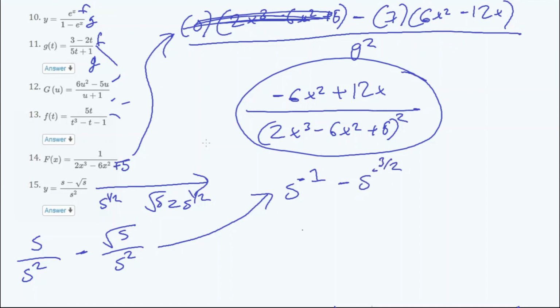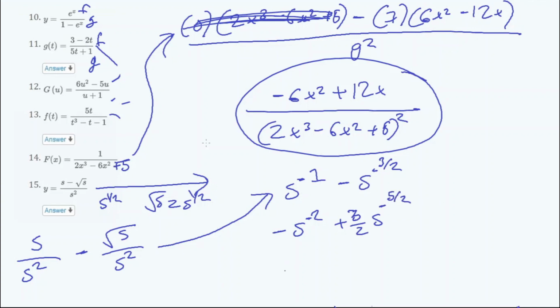And now we find the derivative of this. So if we find the derivative just by the power rule, we're going to have negative s to the negative second power, and then plus 3 over 2 s to the negative 5 half power.